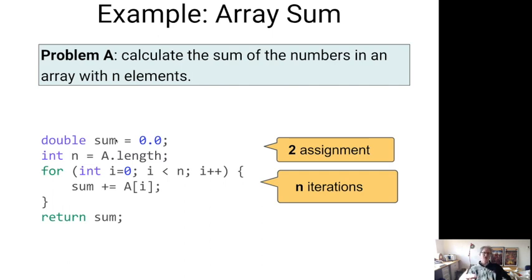Okay, and we're going to loop through this array n times. So n is the length of the array. So you can see standard for loop. We'll add up all the numbers and then we'll return it. So this is just summing up all the elements in our array and coming up with a number. Right. Okay, so at the beginning we have two assignment operations, right? So we're taking sum and setting its value to 0. We're taking n and assigning its value to the length of the array.